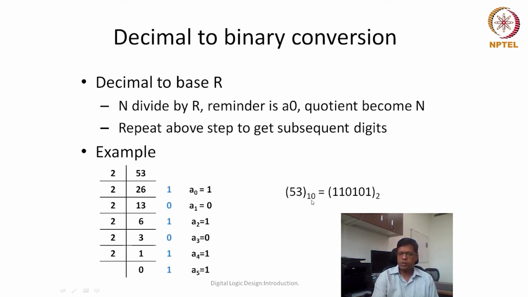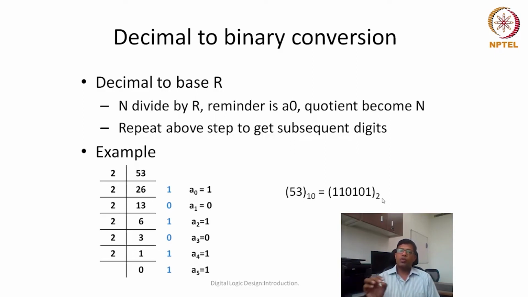Whenever 53 with subscript 10 is written, that means the number is represented in decimal form, and whenever subscript 2 is given, that means the number is represented in binary form. So whenever we talk in questions, exams or slides, by default we would be representing a number in decimal form. That means if there is no radix specified, the number is in decimal form. If a radix is specified, then that would be the representation of that number.